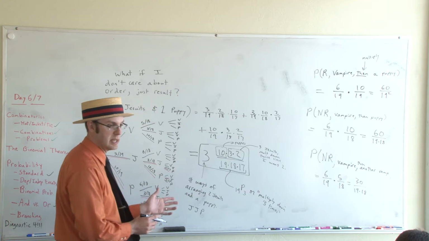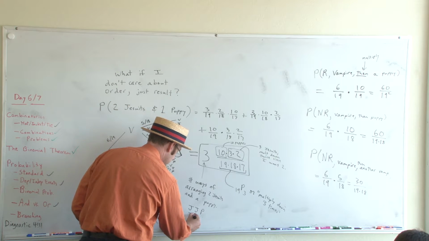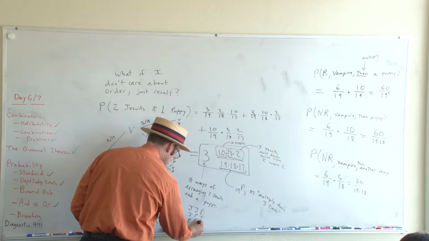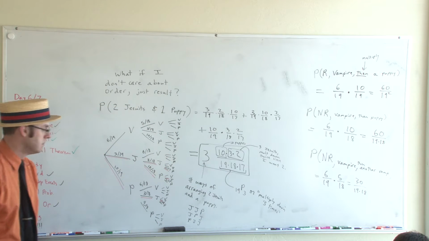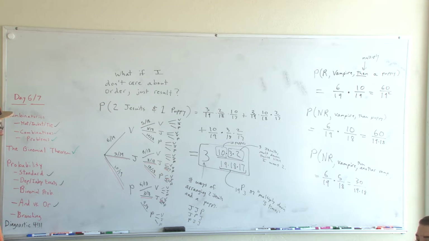So there's 3 different ways I can rearrange that. It's either JJP, it's JPJ, or it's PJJ. So 3 ways of rearranging that.